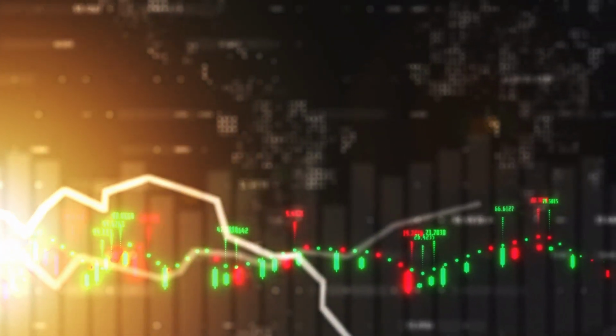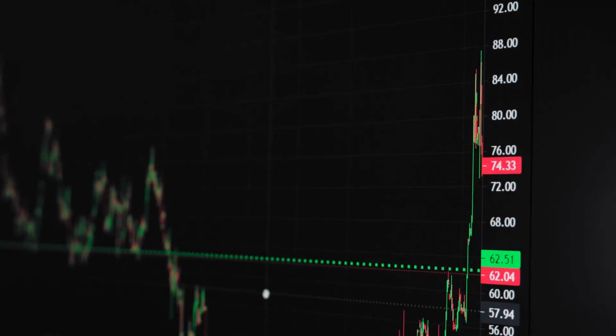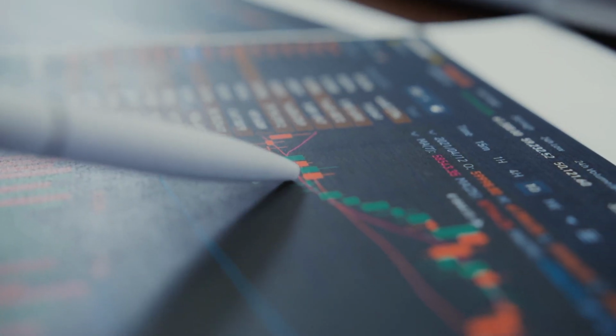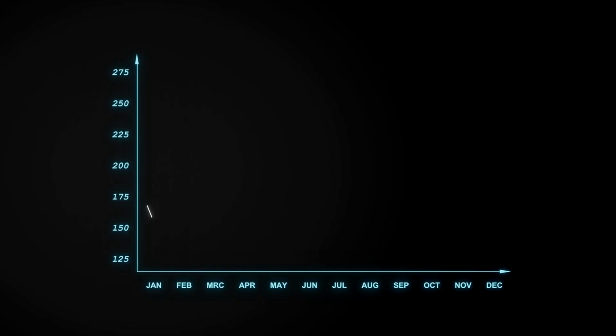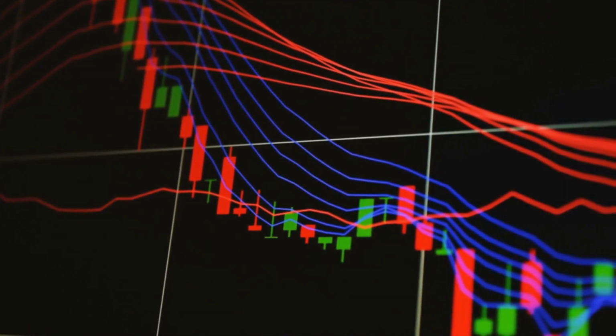Let's see the stochastic oscillator in action on a daily chart of XYZ Corp. We add the stochastic with a 14-period setting and watch for %K and %D to enter overbought, above 80, or oversold, below 20, zones. Suppose XYZ is in an uptrend and the stochastic moves above 80. This signals strong buying but also warns of overbought conditions.